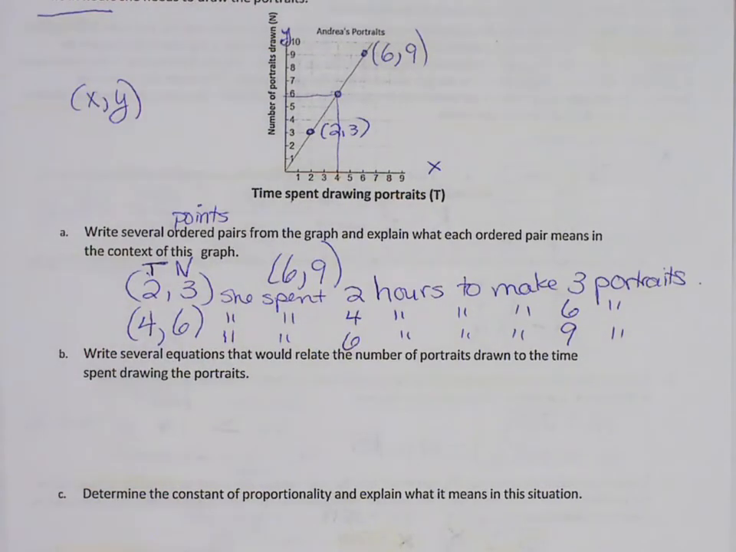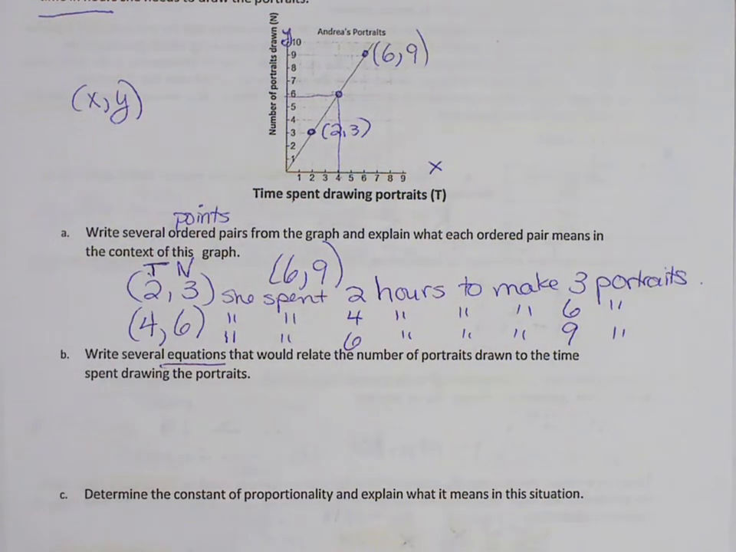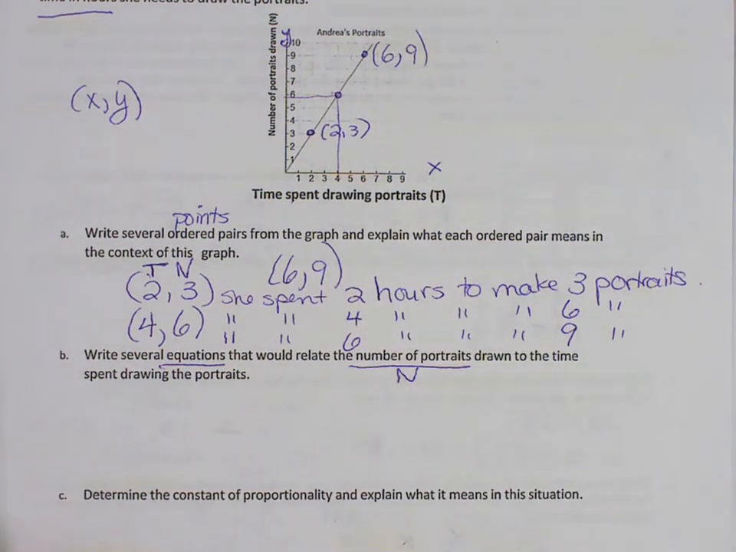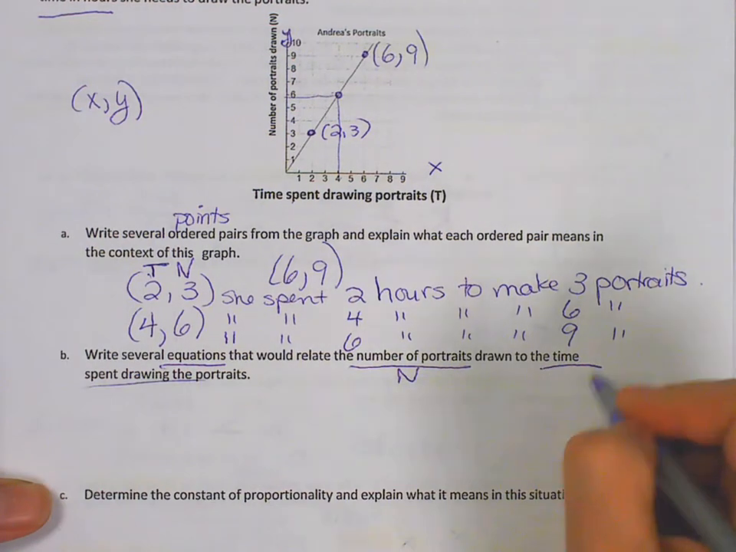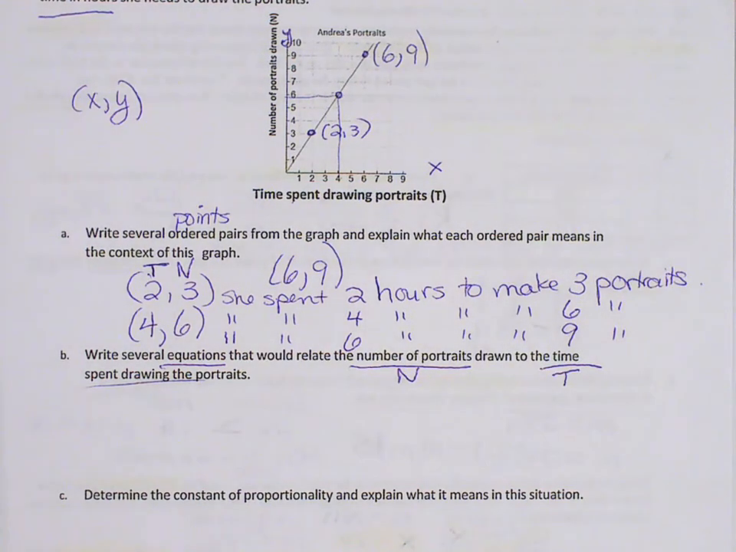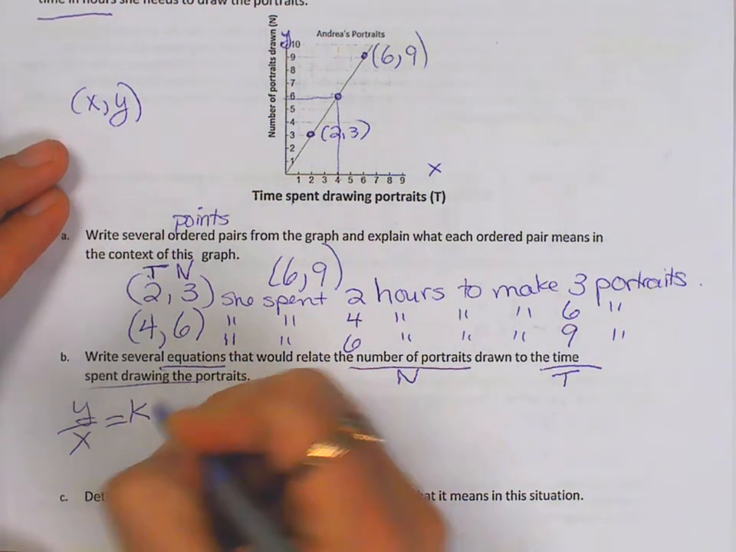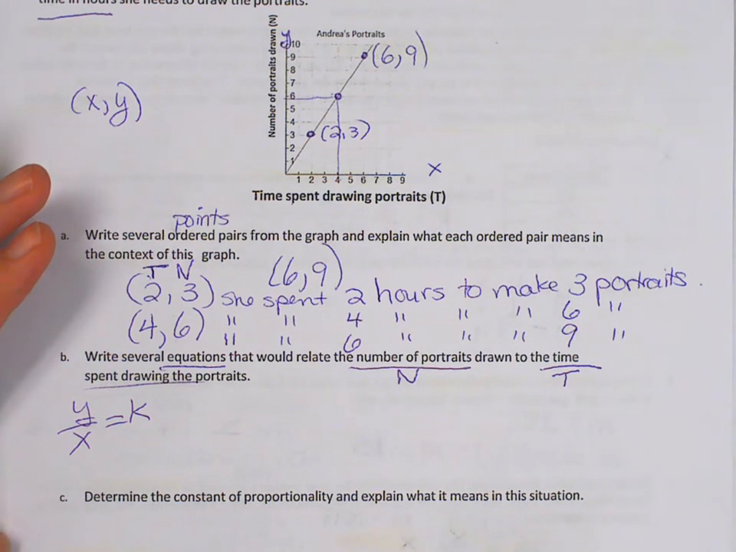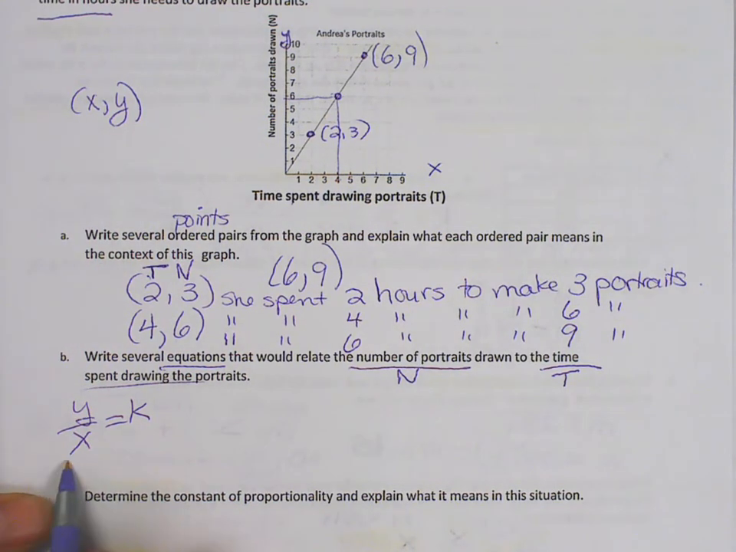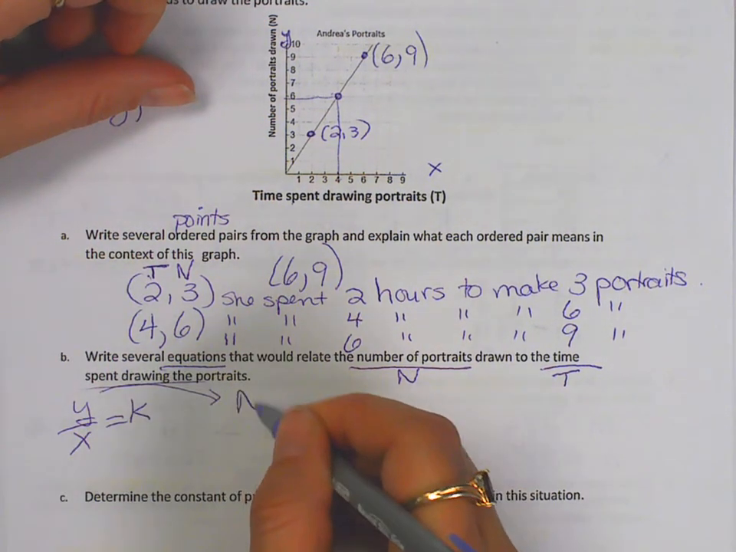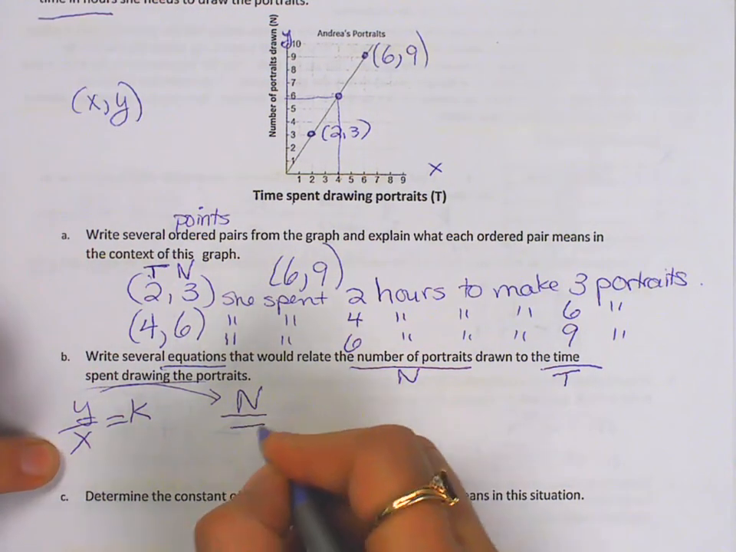Write several equations. Equations have equal signs that would relate the number of portraits drawn, remember that's the letter N, to the time spent drawing the portraits, which is the letter T. So, again, let's use our tools. Y over X equals K. I'm not using Y, I'm not using X. I'm using N, which depends on the time.